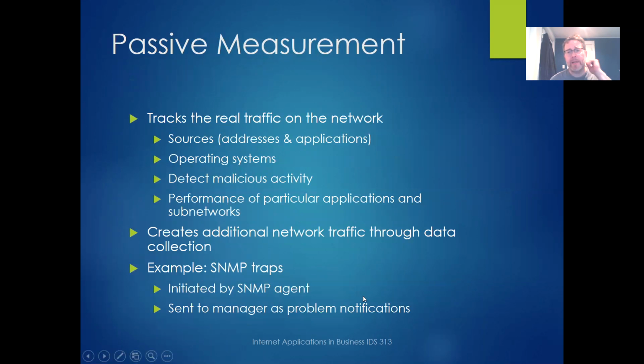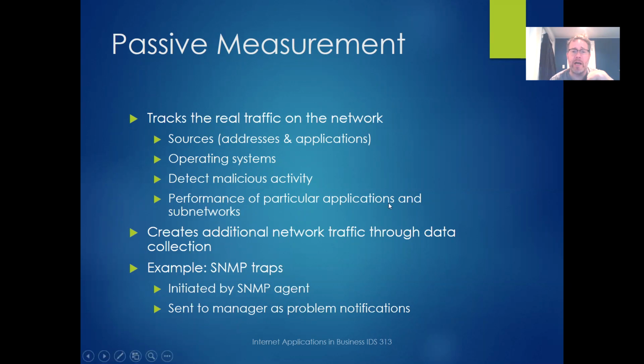Now, there's a couple different mechanisms for measuring. One is passive measurement. So passive measurement tracks the real activity that's actually going on in the network. So it looks at things like data sources, what devices the traffic is coming from, what applications it is, what operating systems it comes from, and it's designed to detect malicious activity. So anything that's actually in the network, if it can be identified as malicious, of course you want to track that in order to block it.